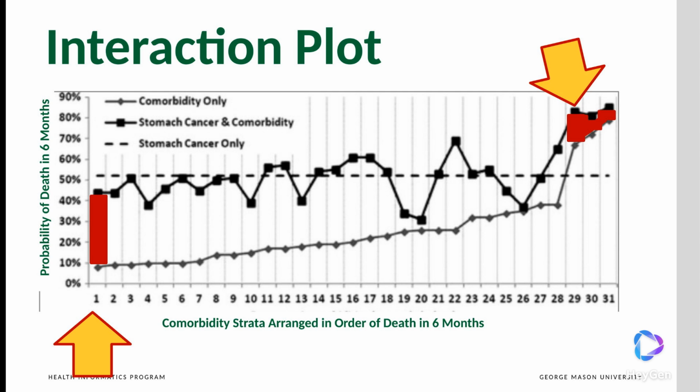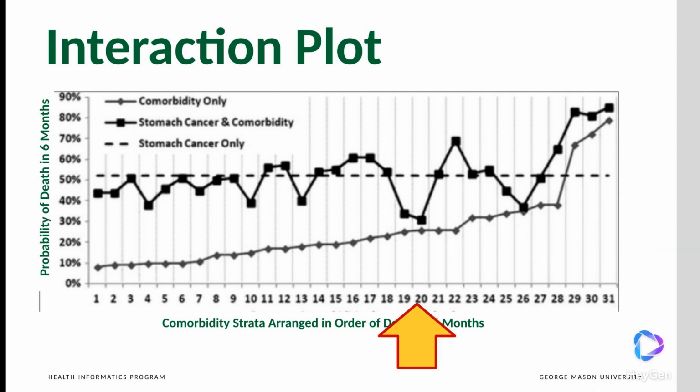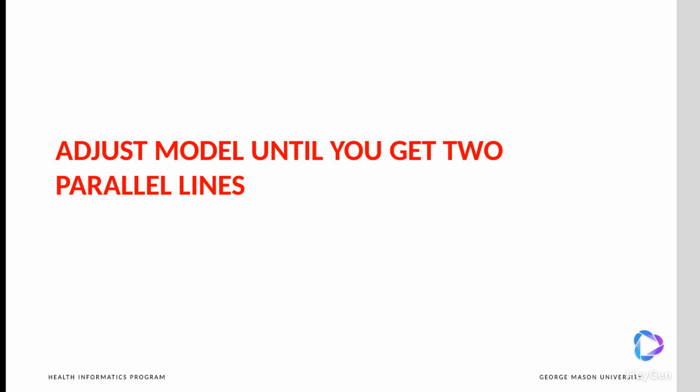The impact is small in levels 29, 30, and 31, where the patient may die from many other serious comorbidities, for example, other cancers. It is clear that the impact of stomach cancer depends on patients' comorbidities, sometimes larger, other times smaller. In the set of comorbidities in cells 19 and 20, the drop in the probability also suggests an interaction effect. Interactions are added to the model so that we get 2 parallel lines.